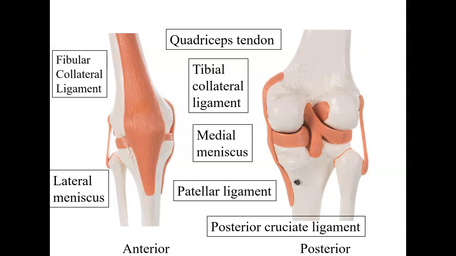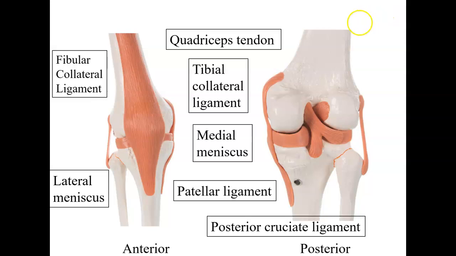First of all, we have the fibular collateral ligament. This was also known as the lateral collateral ligament, but today in most books we're starting to see fibular collateral ligament, and it does connect the tibia to the fibula, from the side view there. So that's called the fibular collateral ligament.